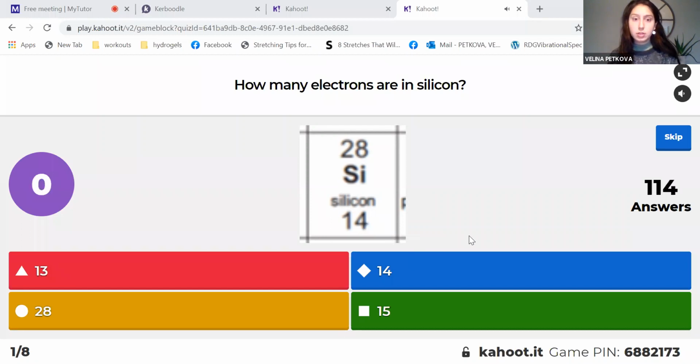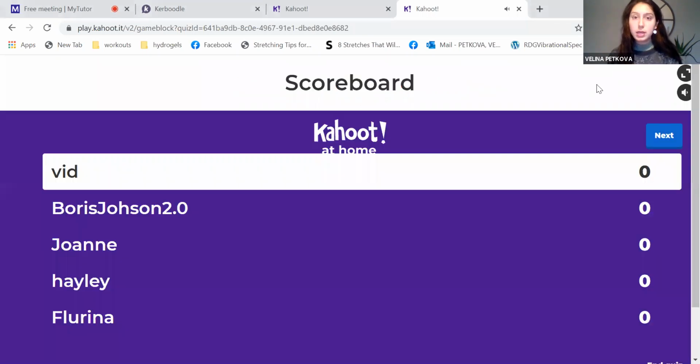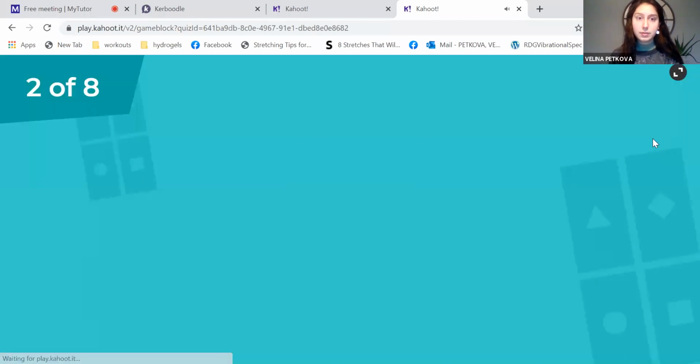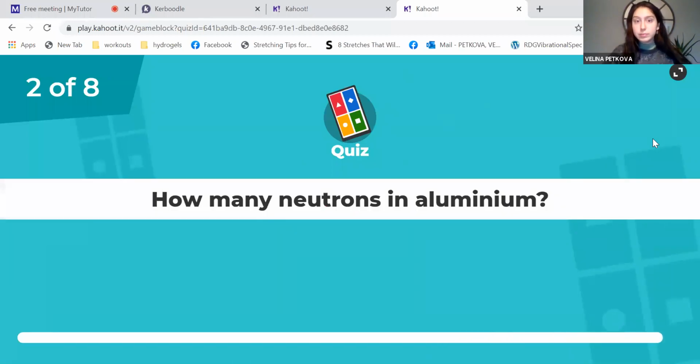Okay. Well done to everyone who got it right. Really good. We'll go through why it is 14 in the PowerPoint. Okay, well done to Vid. The next one, how many neutrons are in aluminium?